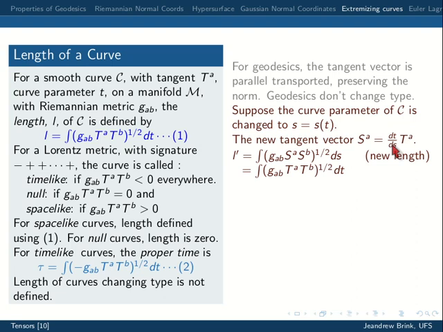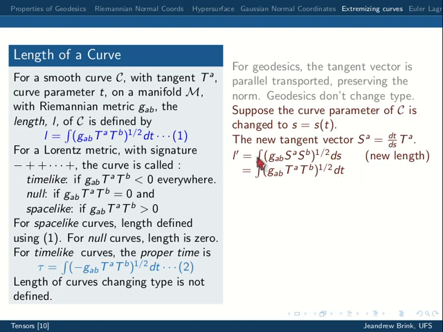Okay, so you're going to have TA times dt ds and TB times the TDS. So you're going to have the TDS squared. You're going to take the square root of that thing, and so then you can take it out of the square root. So you're going to have GAB dt ds times ds, which is just dt.